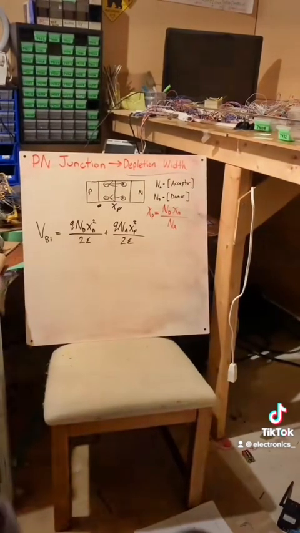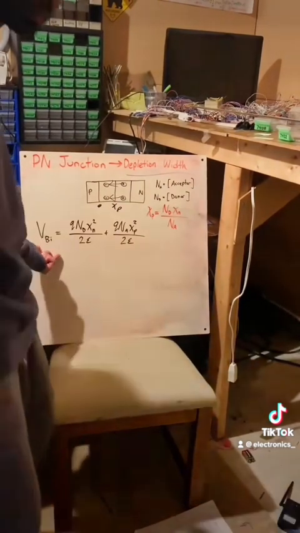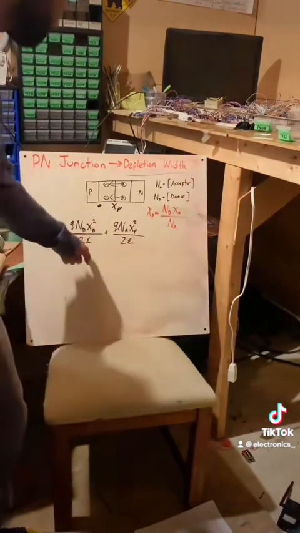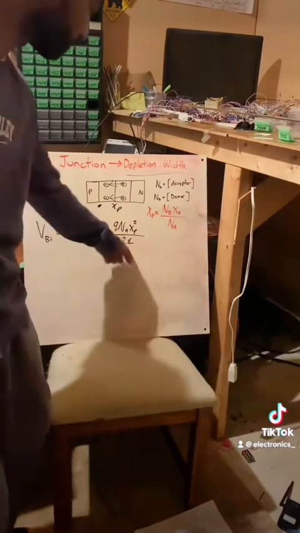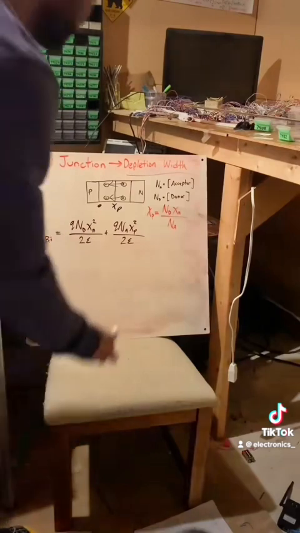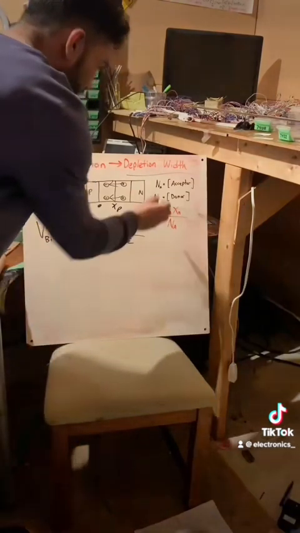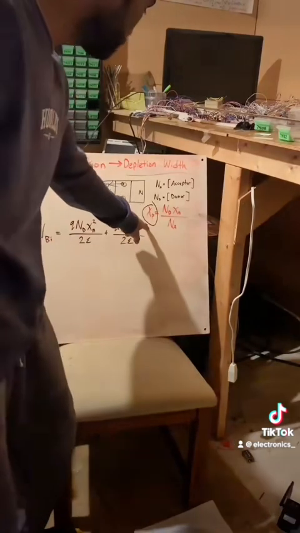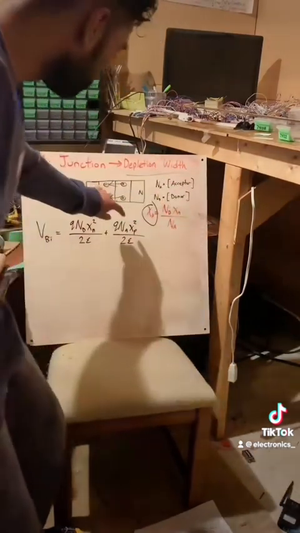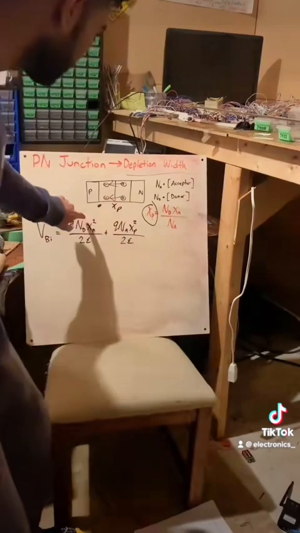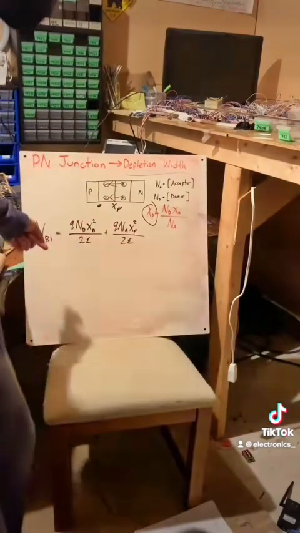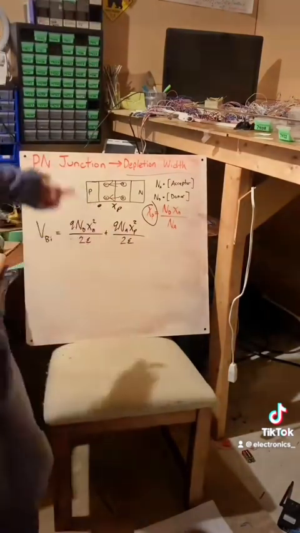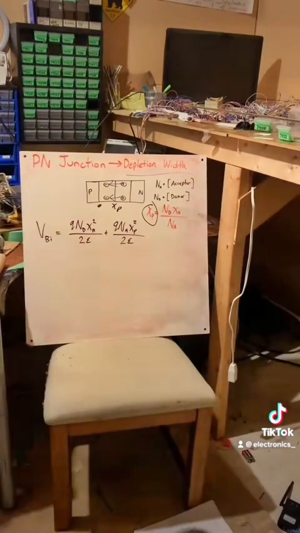Alright, now we have an expression for our built-in voltage. It's just our negative region voltage plus our positive region voltage. And we have an equation for our depletion width in the positive region. So we could take that and substitute it in right there and then solve for xn. We'll get it in terms of VBI, concentrations, and xp. So let's go do that right now.